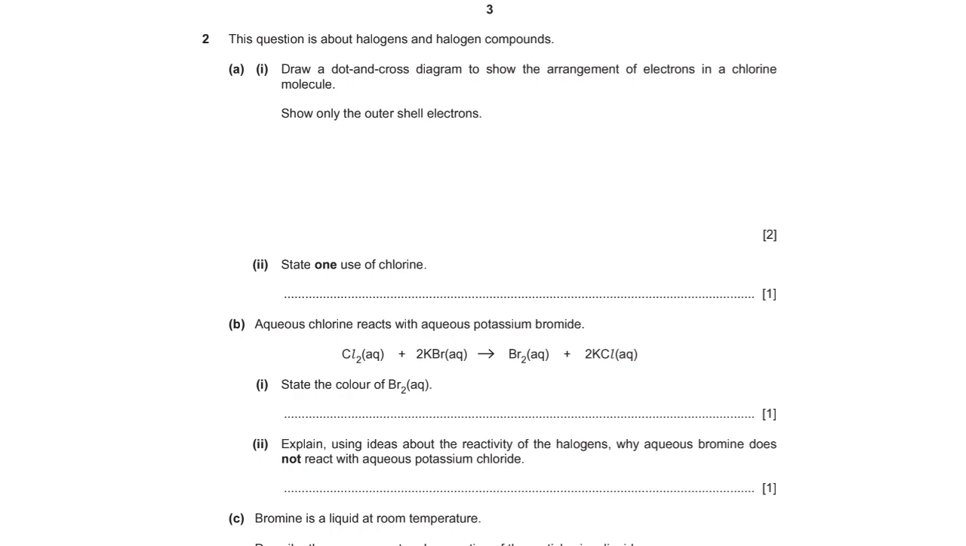Question number 2 is about halogens and halogen compounds. Draw a dot and cross diagram of chlorine. Chlorine is Cl2 because all halogens are diatomic. So Cl bonded to another Cl. Chlorine belongs to group 7, so both atoms share 1 electron, while the remaining 6 electrons stay in the valence shell unbonded. So chlorine has 3 lone pairs on each atom, unbonded electrons.